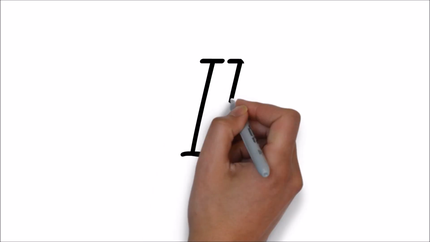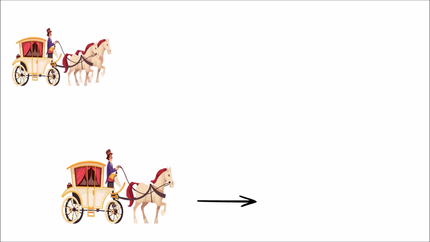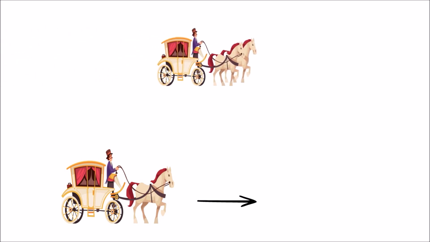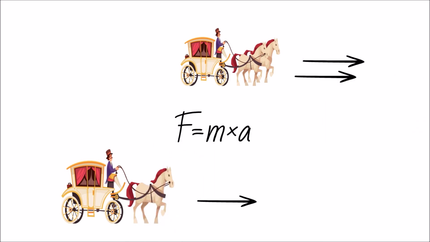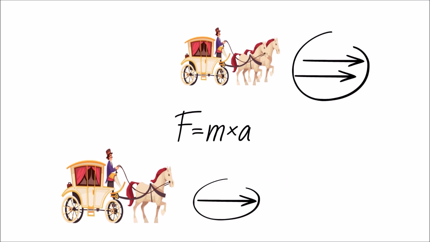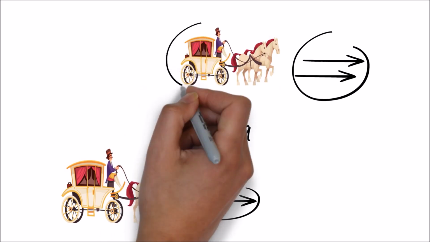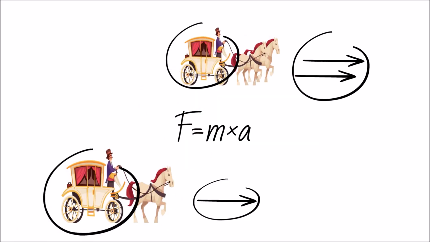Newton's second law of motion describes the relationship between an object's mass, acceleration, and applied force. It states that the acceleration of an object is directly proportional to the net force acting on it, and inversely proportional to its mass. Mathematically, this law is expressed as F equals m times a, where F represents the force applied to the object, m denotes its mass, and a represents its resulting acceleration.